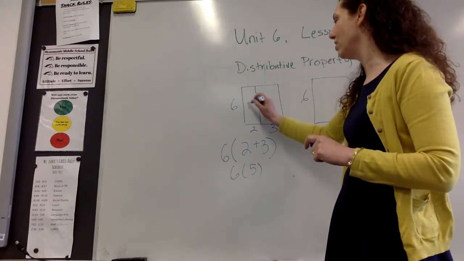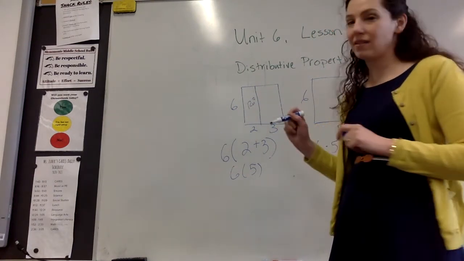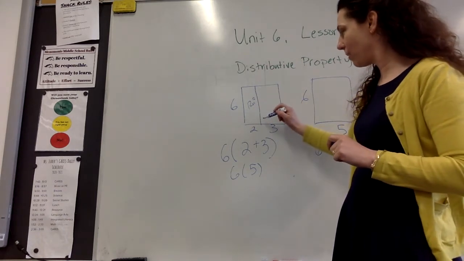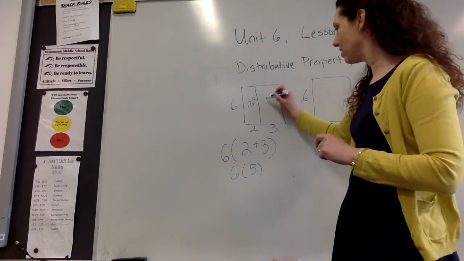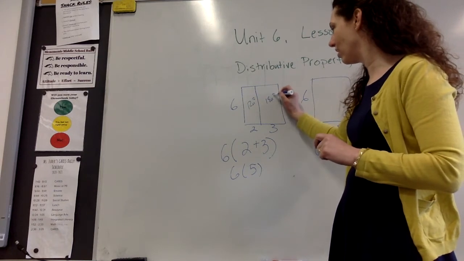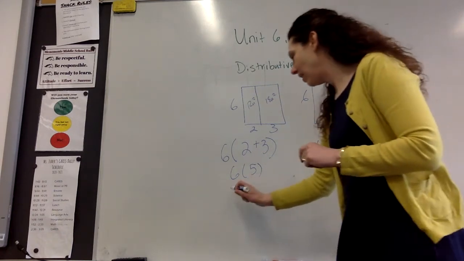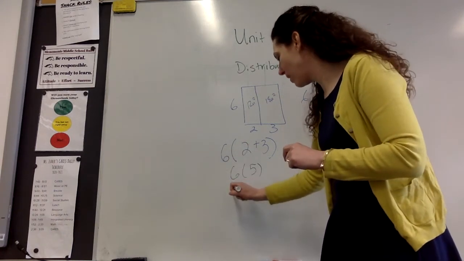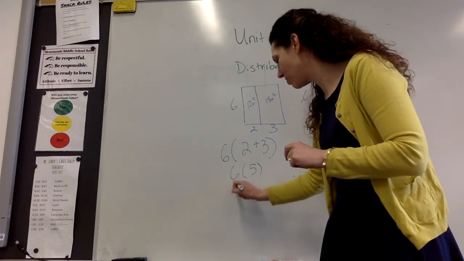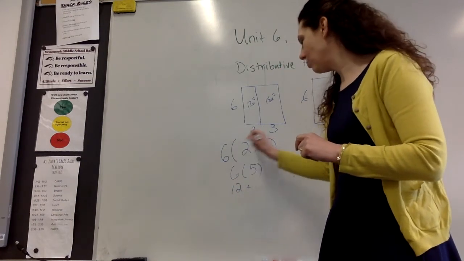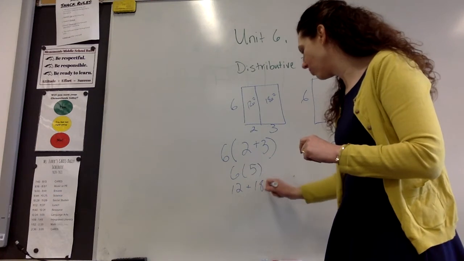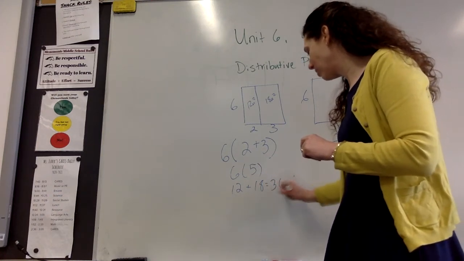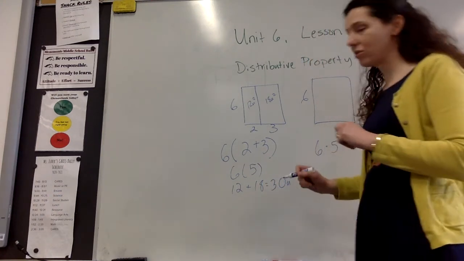We could say, you know what? This rectangle has an area of 12 unit squares because this part is 6 by 2, and then this rectangle is 6 by 3, so this has an area of 18 unit squares. If I was going to show this mathematically, I would multiply 6 times the 2, and I would multiply 6 times the 3, and then I could add them together. And I'm still getting 30 units squared.